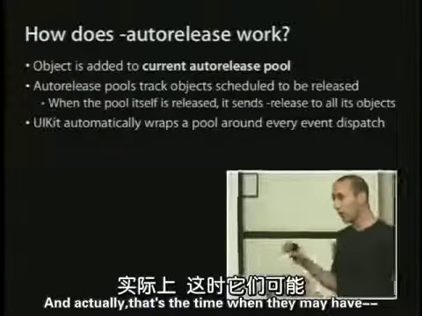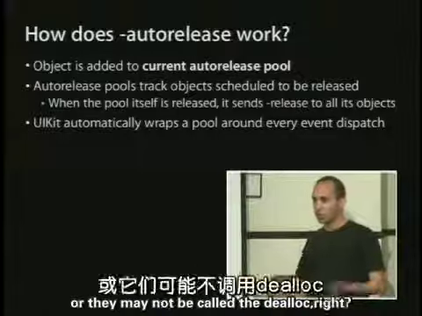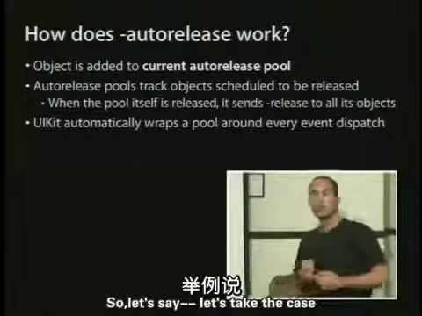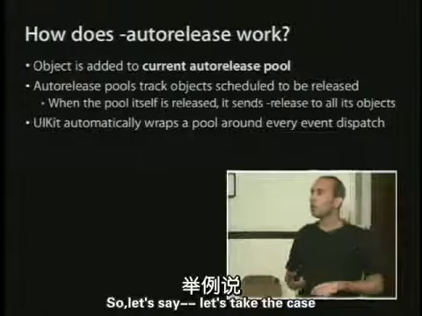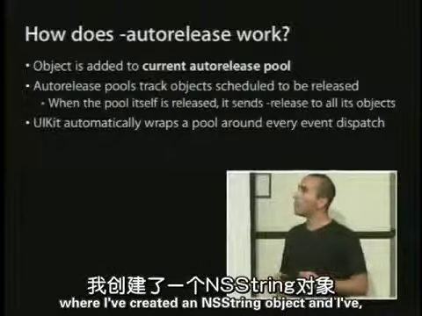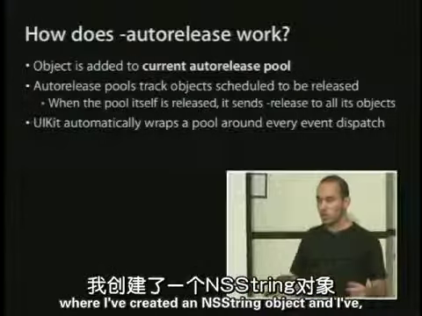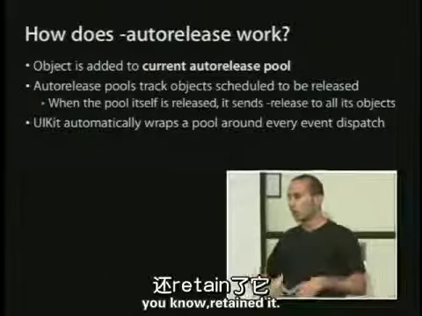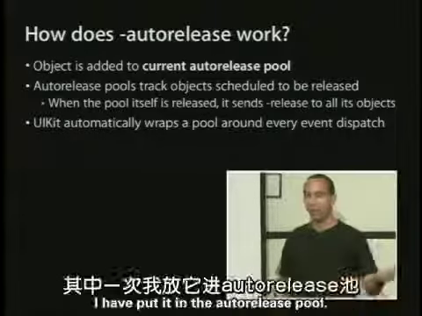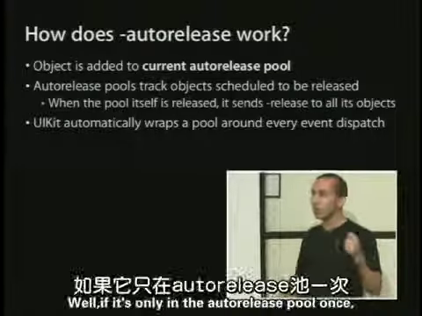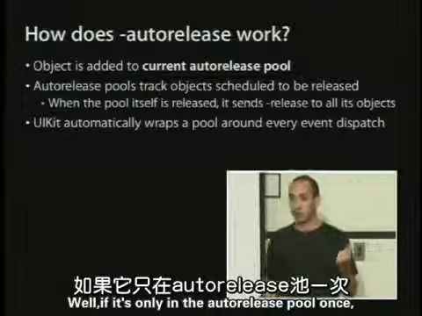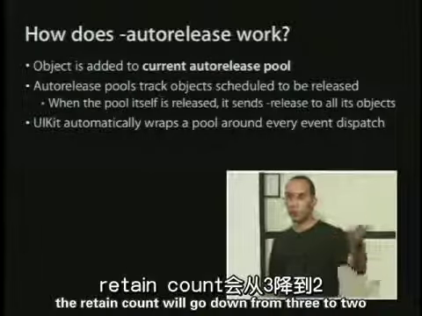When the objects are scheduled to be released, basically all the objects in the pool are iterated over and released when that pool goes away. And this is the case where you saw drain. So when you call drain on an auto-release pool, that's telling it to go through all of the objects it has in its pool and call release on each one by one.